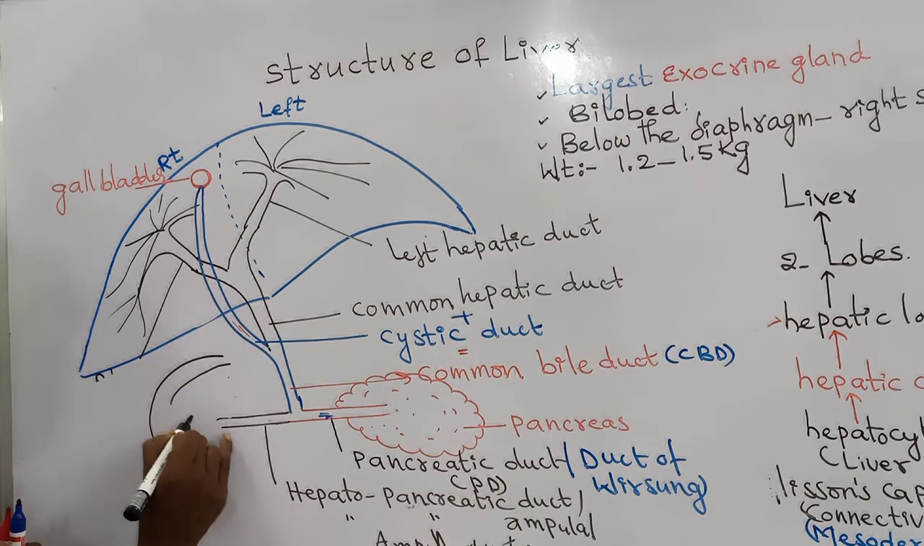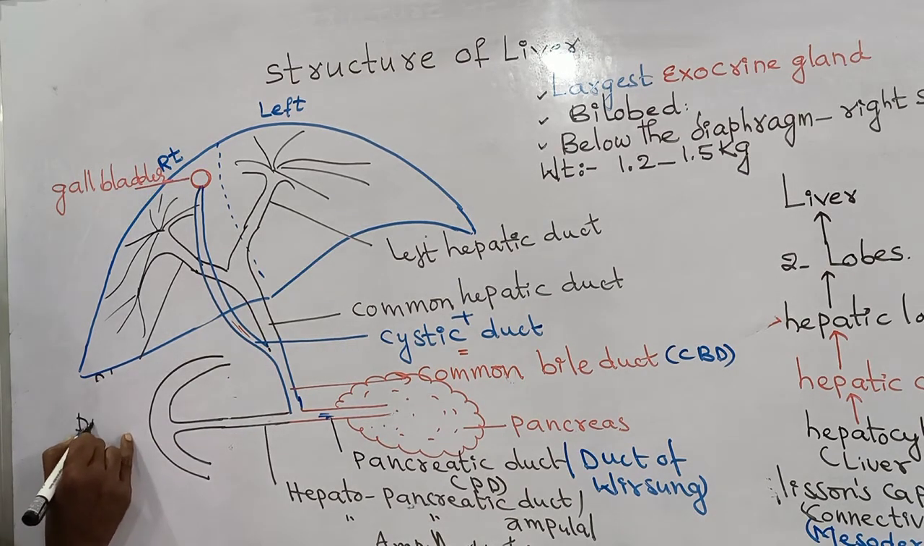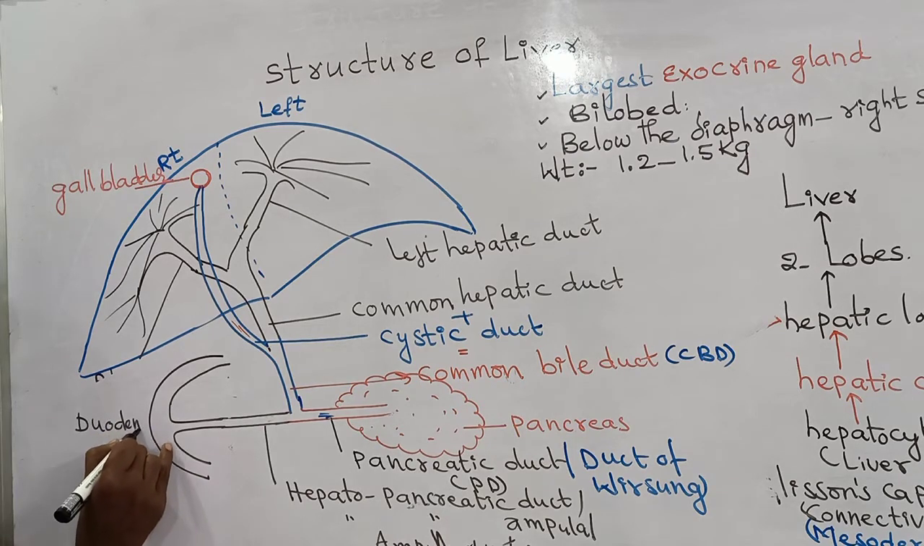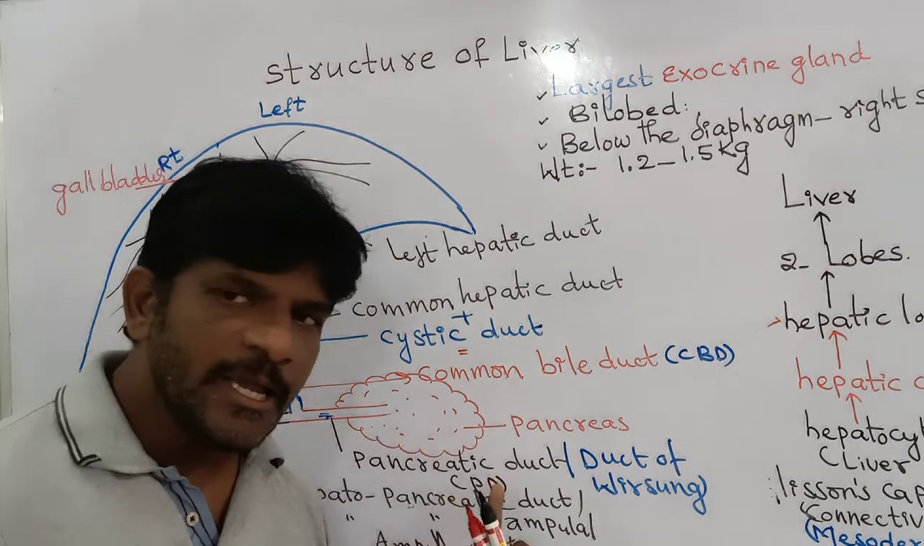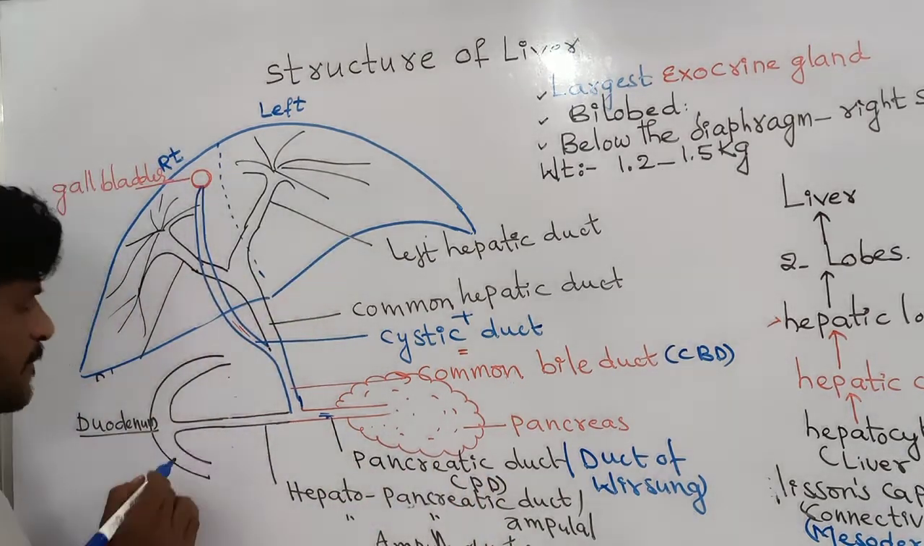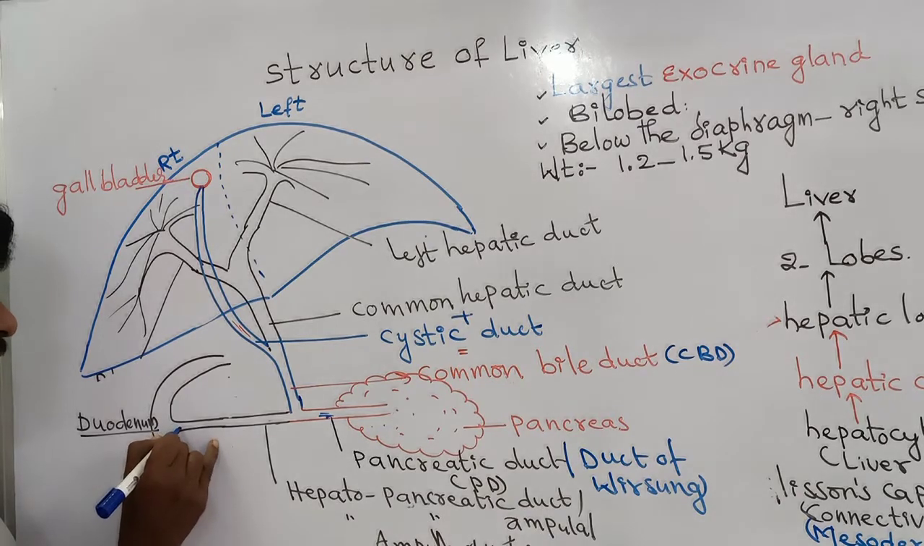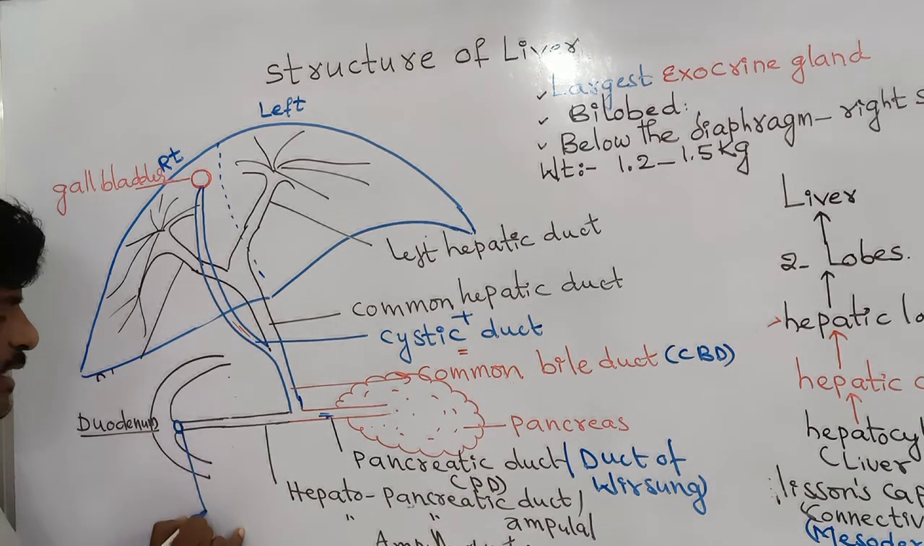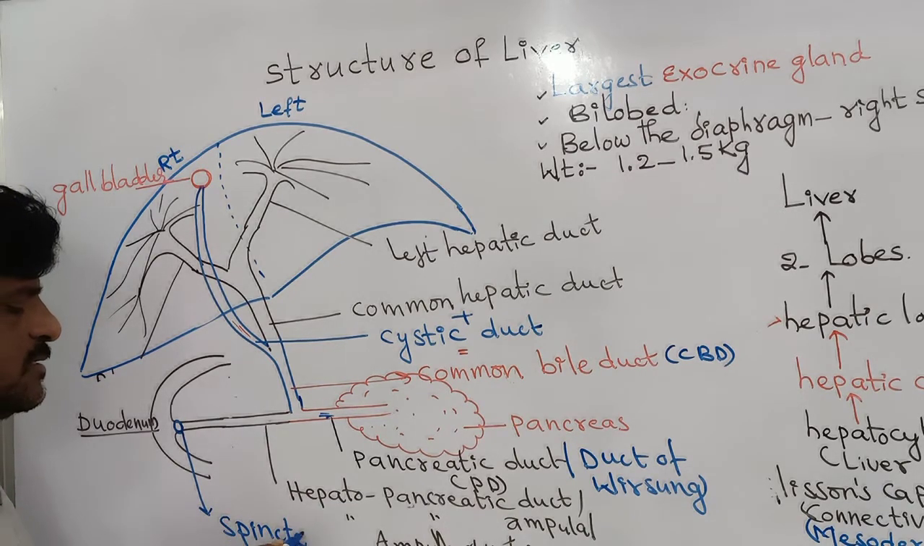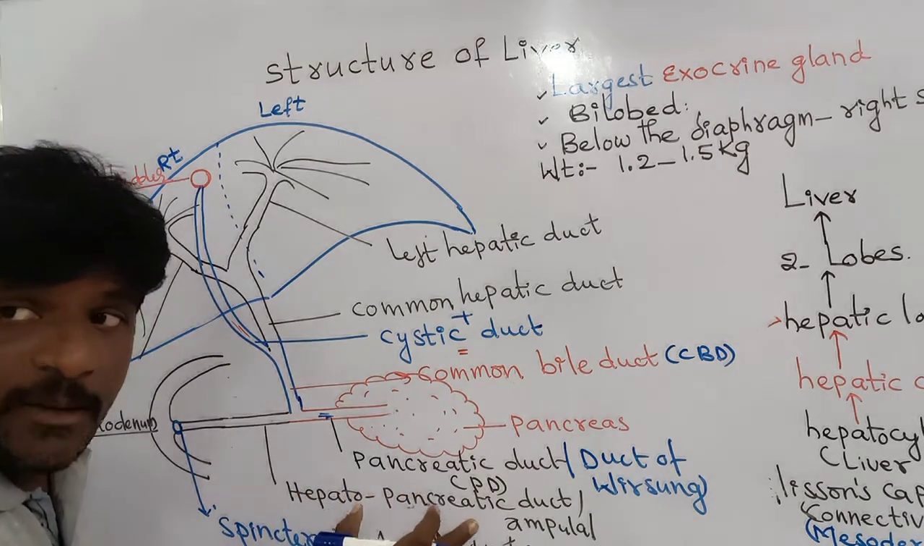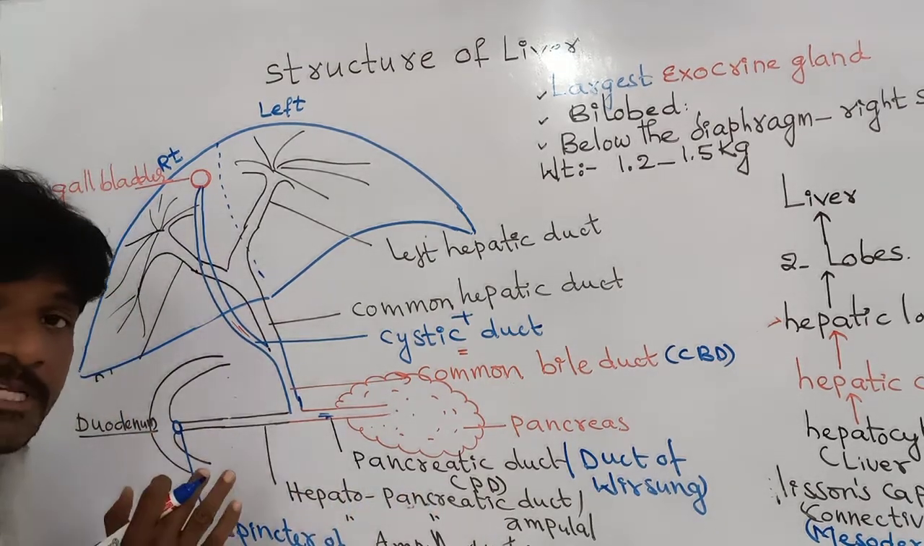The first part of the small intestine is called the duodenum. This is the C-shaped duodenum. You see that the hepatopancreatic ampulla or ampulla of Vater opening into the duodenum is guarded by one sphincter, and that sphincter is called the sphincter of Oddi. The hepatopancreatic ampulla opens into the duodenum, guarded by the sphincter of Oddi.